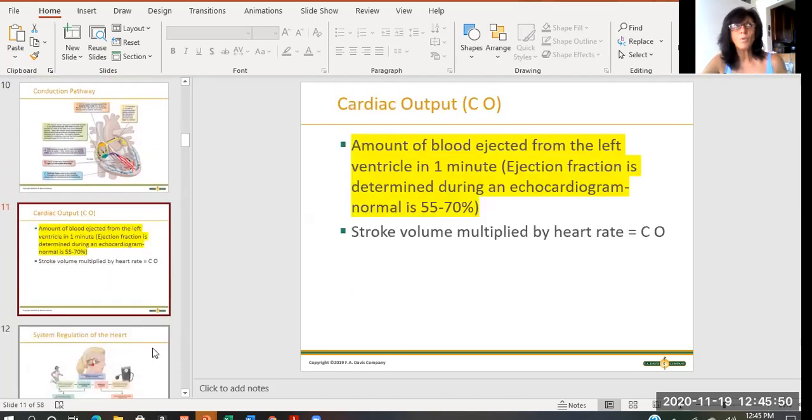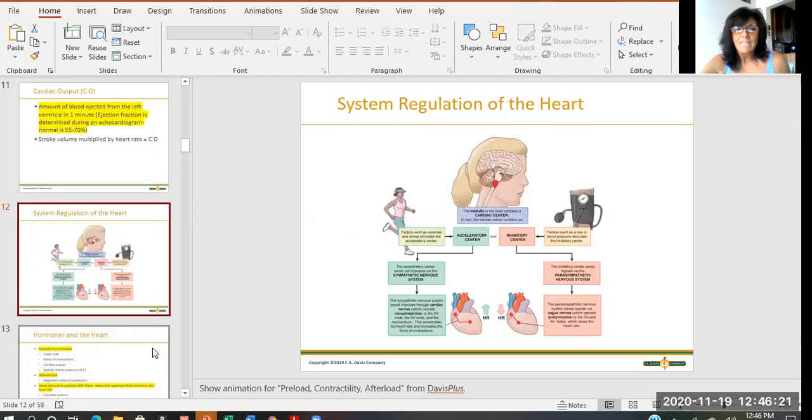Cardiac output. Here's what you need to know. There is a number called the ejection fraction. And that's a test that we do. We do an echocardiogram, which is just an ultrasound of the heart. And we get this measurement of the amount of blood that's getting ejected from the left ventricle in a minute, right? A normal EF, or ejection fraction, is 55 to 70%. You will need to know that, and you'll understand more about it when we get to heart failure, why that's so important.